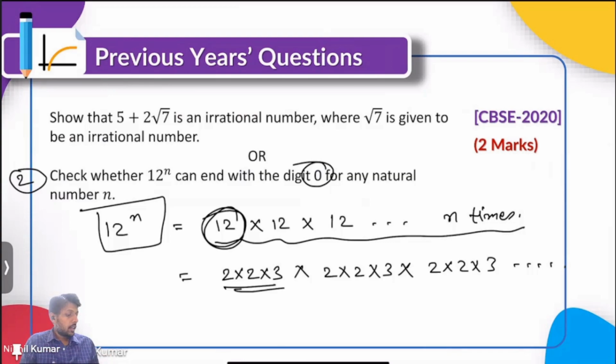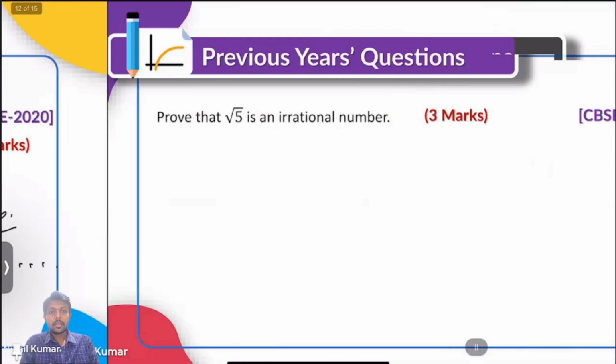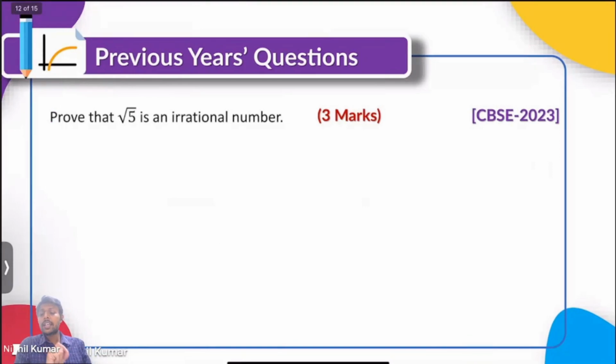Okay, let's move on to the next part. This is an interesting question. It's very similar to proving that root 2 is an irrational number. So that's your hint. Take 5 minutes, try this out. Okay, let's look at the solution of this now.